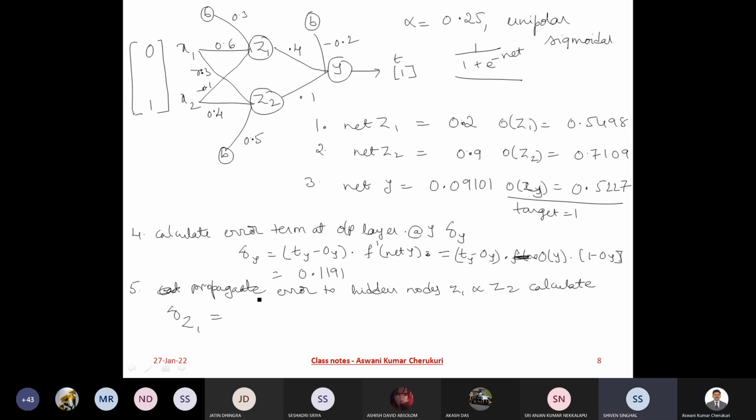Del y into the connection weight. We have to consider w z1 y. When you are considering del z1, I'm going to consider the connection weight between z1 and y, into the derivative f dash net z1. That's all.